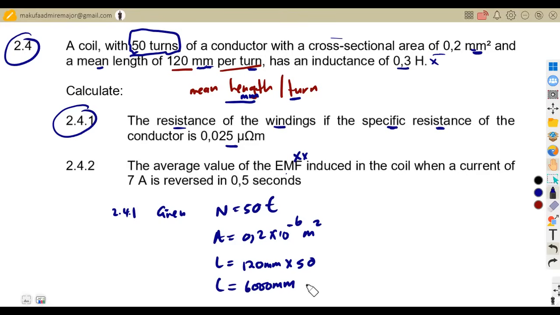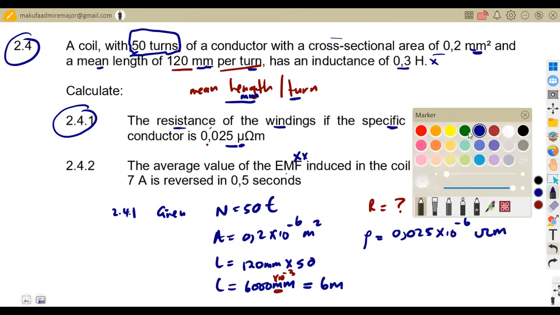But like I said, from our formula, we are supposed to have this in meters. Divide by 1,000, you are going to obtain 6 meters, or multiply by 10 to the exponent of -3 to remove the millimeters. We are also supposed to calculate the resistance. Remember, our question here is to calculate the resistance of the windings, if the specific resistance of the conductor, that is the resistivity, is given as 0.025 micro-ohm meter. So micro, that's times 10 to the exponent of -6 ohm meter.